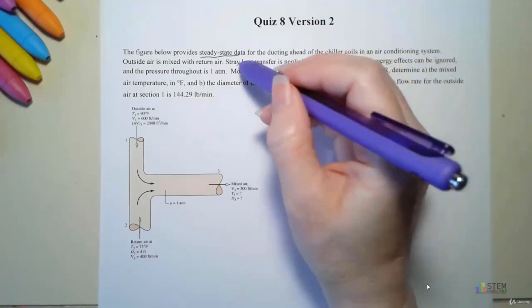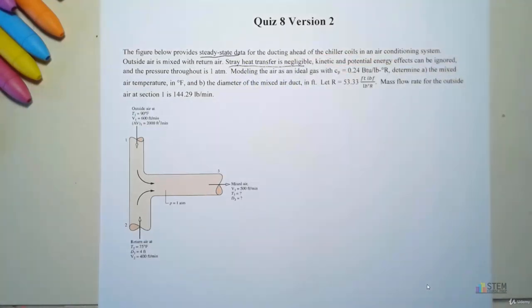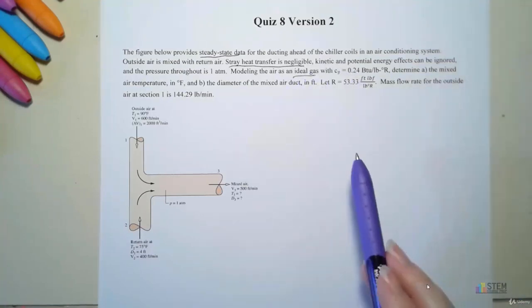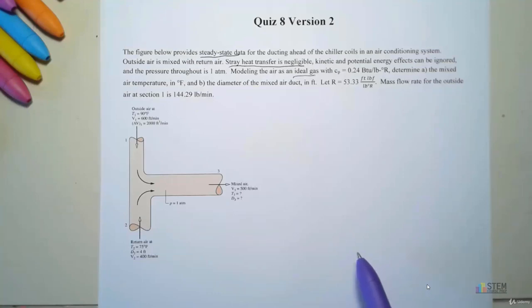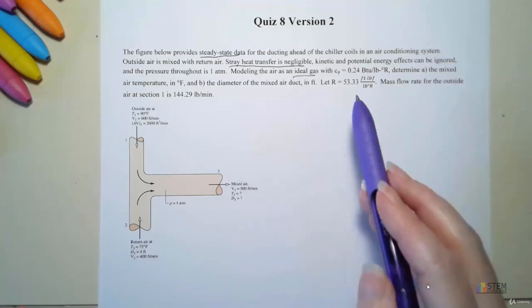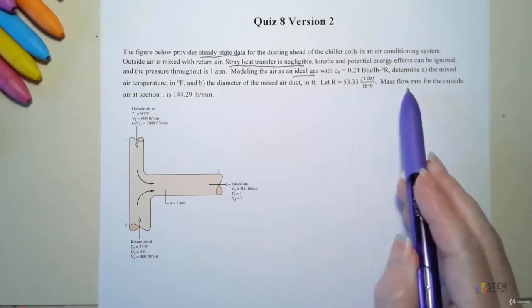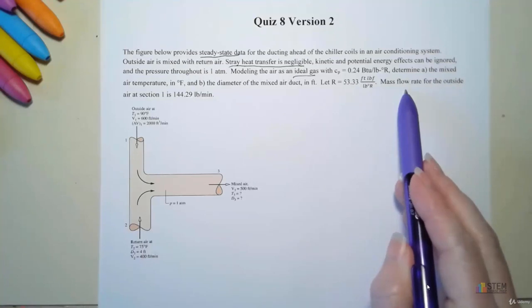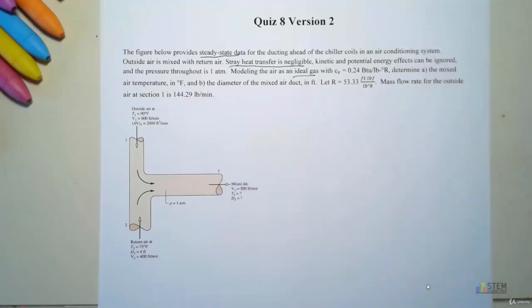Now it also tells us that stray heat transfer is negligible, as is kinetic and potential energy. We're going to model this air as an ideal gas. Gives you your CP value. So we want to find this temperature at point 3 and the diameter of the exit. R is given to you, and also mass flow rate for the air. The outside section is given as 144.29. All right, so now that we've got that, let's go ahead and get started.